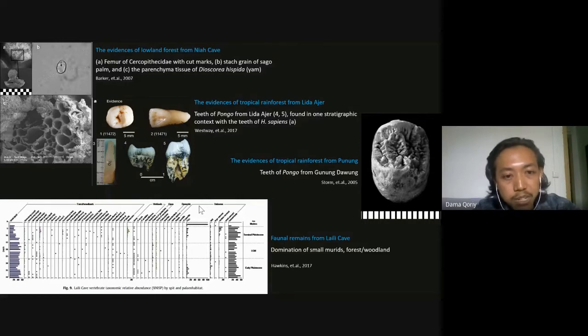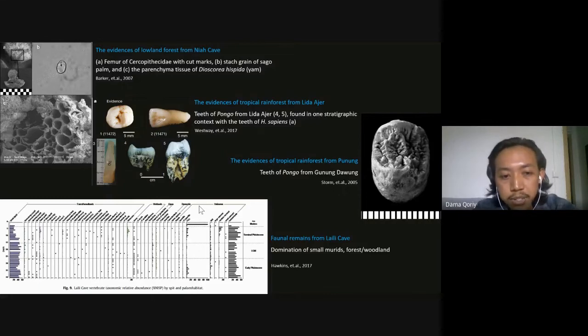And then in Lida Ayer in Western Sumatra, in the same context with hominin remains, there are fossils of Homo or orangutan. It shows that the area of Lida Ayer during the hominin presence there was possibly covered by tropical forest or dense forest.